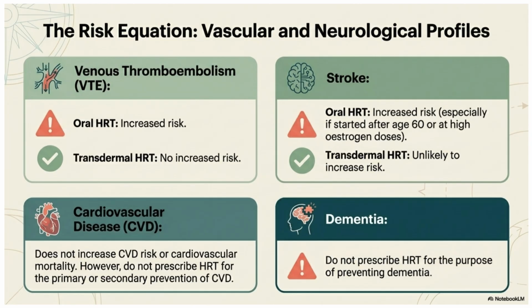We have to look at the risk equation, vascular and neurological profiles. Venous thromboembolism, or VTE, includes deep vein thrombosis and pulmonary embolism. Oral estrogen passes through the liver and alters clotting factors, increasing the VTE risk. Transdermal estrogen does not increase VTE risk according to NICE and is therefore preferred when baseline clot risk is higher. High risk patients, such as those with strong family history or known thrombophilia, may require hematology assessment before HRT.